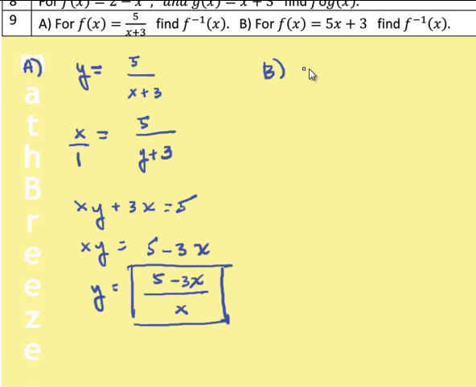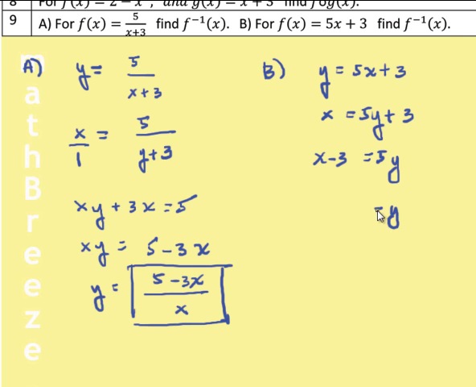Okay, in b, we have y equal 5x plus 3. Switch x and y. And start solving for y. Divide by 5. And there's our inverse.